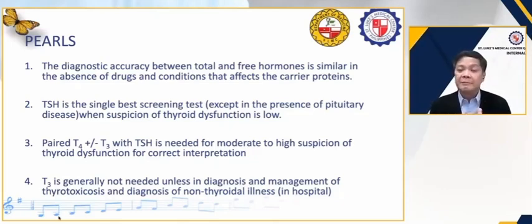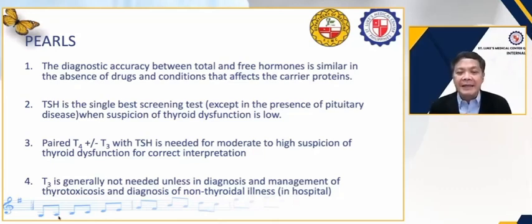TSH is the single best screening test. Remember the seesaw with the fulcrum not being in the middle? Tiny changes of T4 and T3 will cause a wide swing in TSH in the opposite direction. Okay? So unless you are suspecting pituitary disease or the patient is known to have pituitary disease, TSH is the single best screening test. Especially if it's just a matter of low suspicion for thyroid dysfunction, TSH alone should be enough. However, paired T4 plus or minus T3 with TSH is needed for moderate to high suspicion of thyroid dysfunction, for correct interpretation to differentiate whether you're dealing with a primary thyroid problem or a pituitary problem.